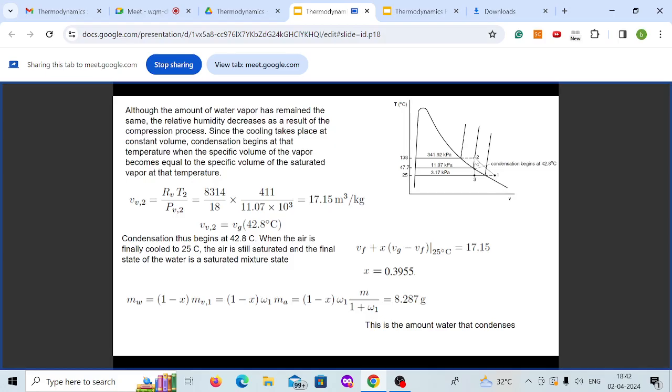So your 1 to 2, which we have compressed, the compression process which I have already done. Initially it was at 25, now it has reached 138, and your relative humidity we saw has gone down, but your specific humidity is the same.